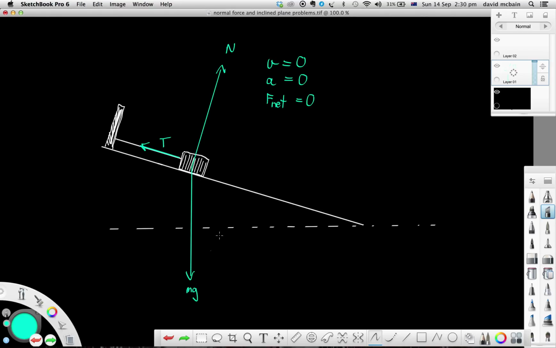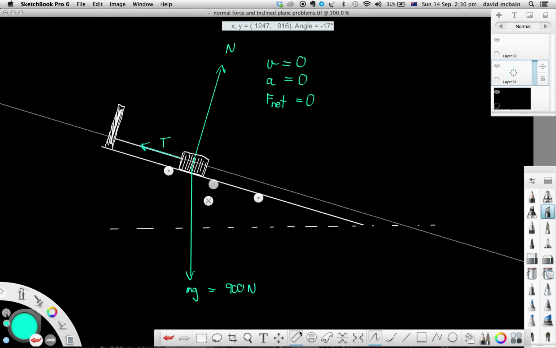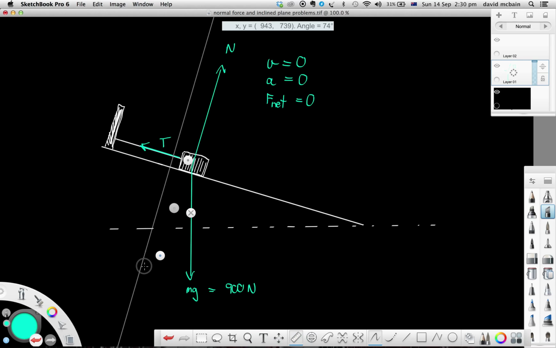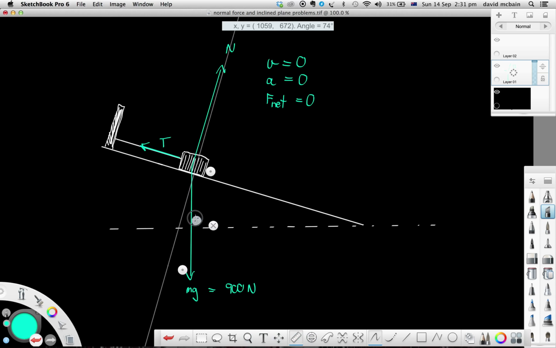Now, the weight force here is going to be the same as in the previous problem. So it's going to be 90 times 10, which is 900 newtons. And our components will be the same. Unfortunately, I've forgotten them and I've erased them, so I'm going to have to recalculate them. Although you can obviously, if you've written down the notes, you can just refer to those. But I'll just do this again.